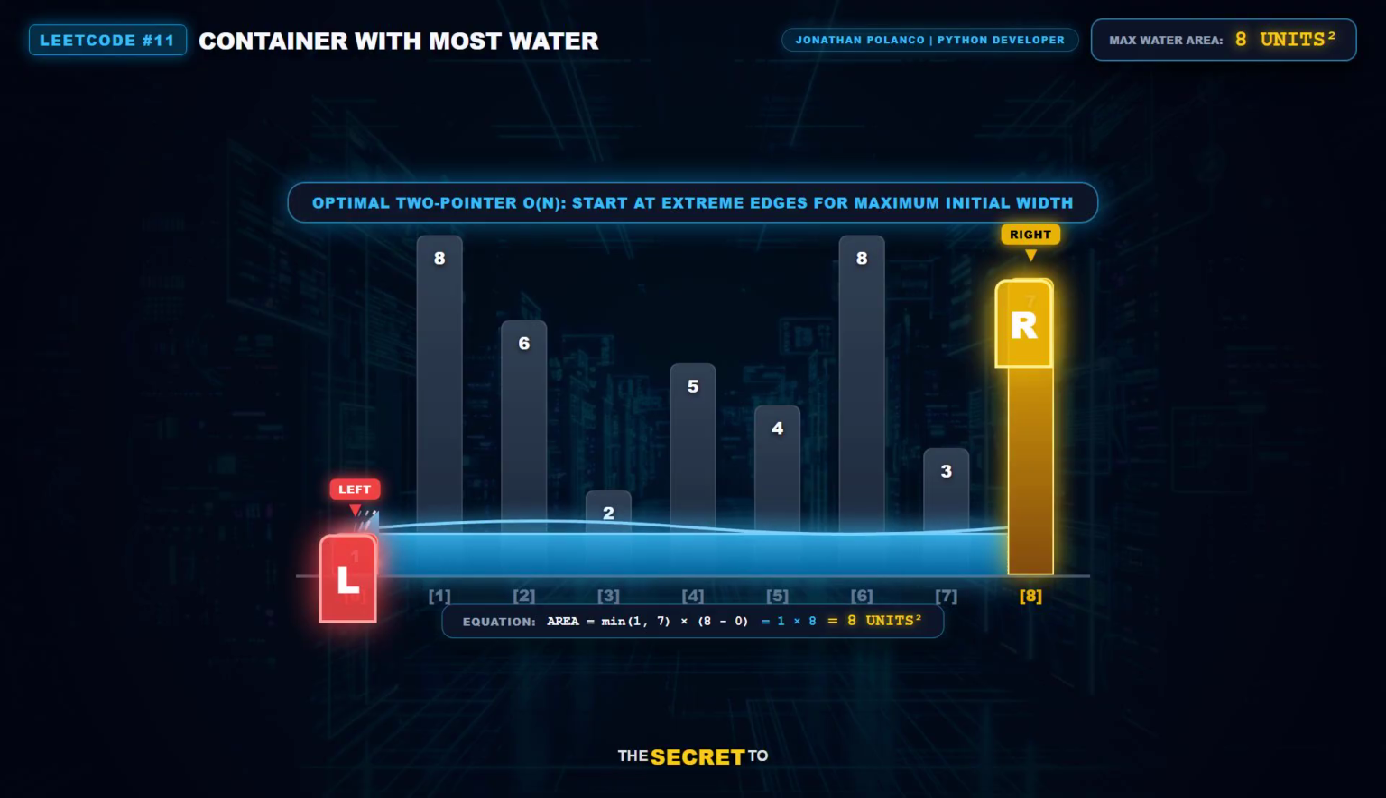Now here's the secret to the entire algorithm. Why do we only move the shorter wall? Well, think about it like we said at the beginning. If we keep the short wall and move the tall wall one inward, our width shrinks. But our water level is still bottlenecked by that exact same short wall. The water is just going to flow over. The area can only decrease. So, by discarding the shorter wall, we mathematically eliminate all useless pairings.